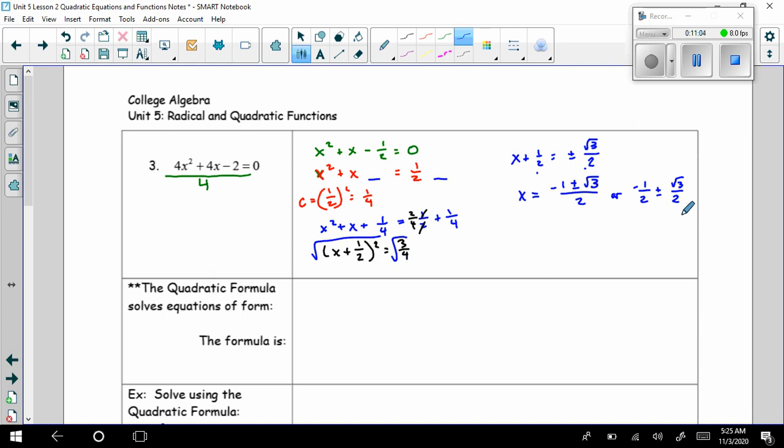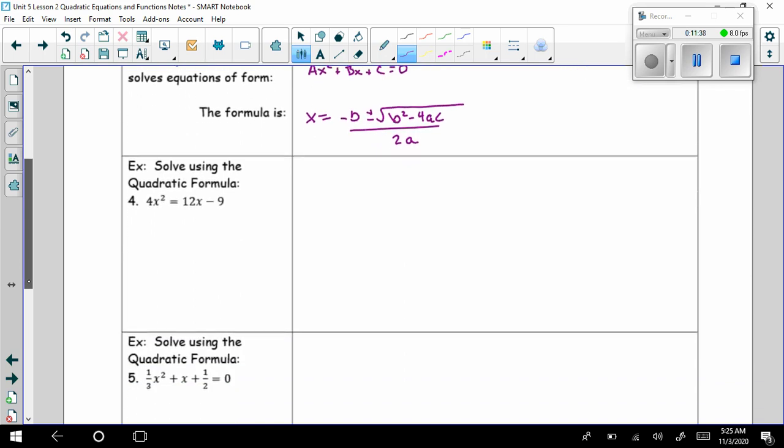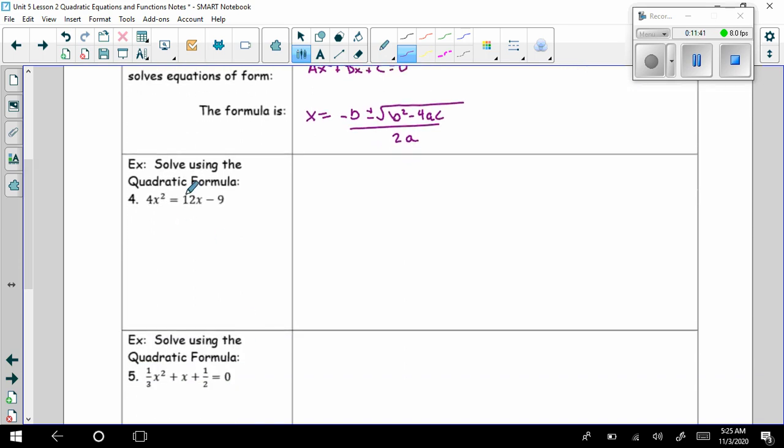Okay, so that's completing the square. And quite honestly, personally, if it had a lead coefficient like this, I probably wouldn't mess with completing the square. I would use quadratic formula. Remember, quadratic formula is x equals -b plus or minus the square root of b squared minus 4ac all over 2a. They have to be in the form of ax squared plus bx plus c equals 0 in order to solve them this way.